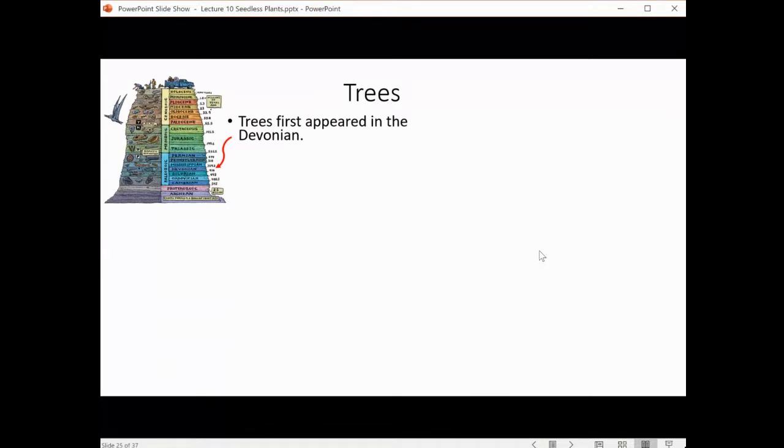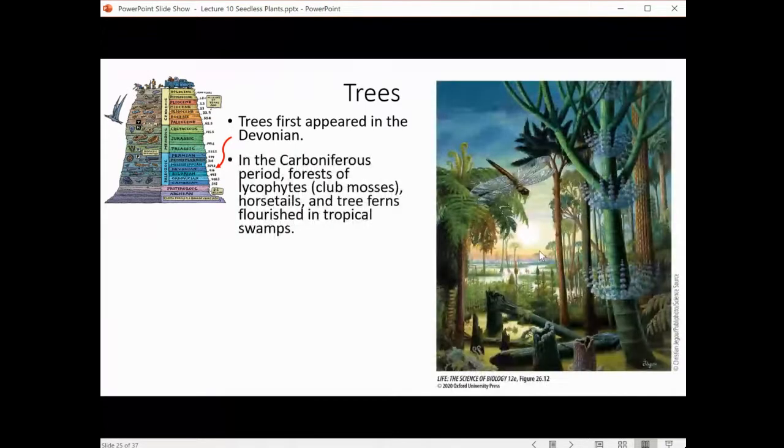Trees first appear in the Devonian, about the same time that Tiktaalik is coming out of the water. You get the first evolution of trees in that Devonian. By the time we get to the Carboniferous, you've got forests happening, but these forests don't look like the forests today. The environment is different. The amount of carbon dioxide in the air is different. And the types of plants that dominate in a forest are also very different.